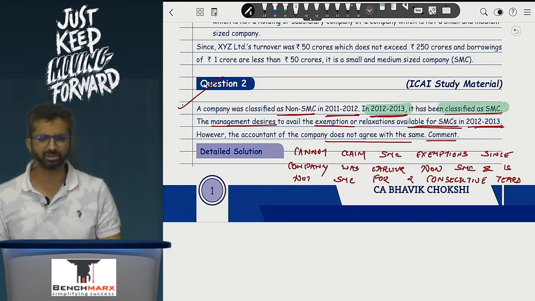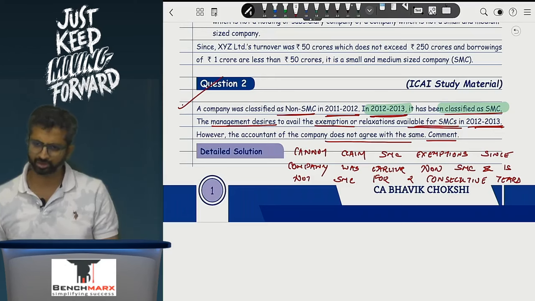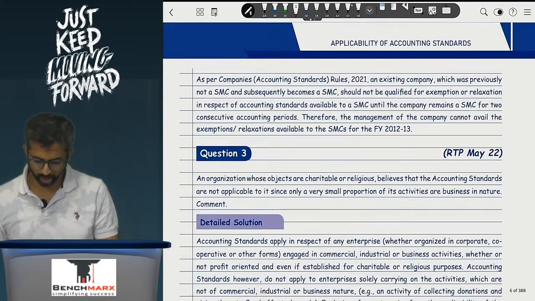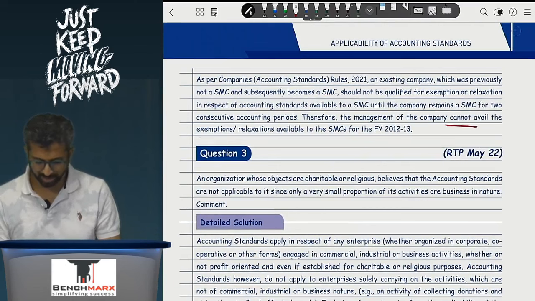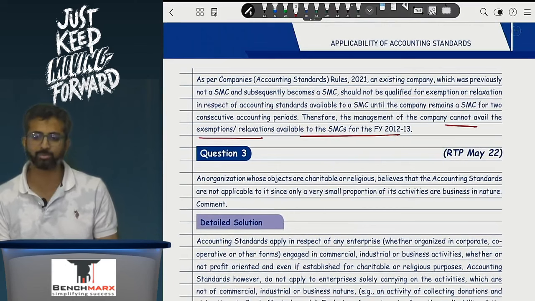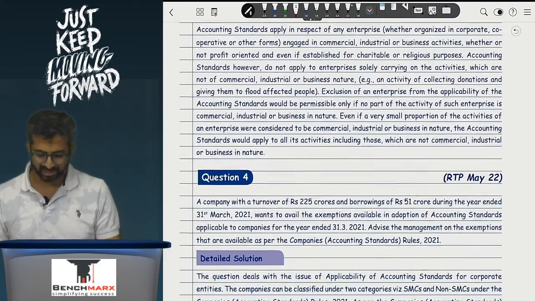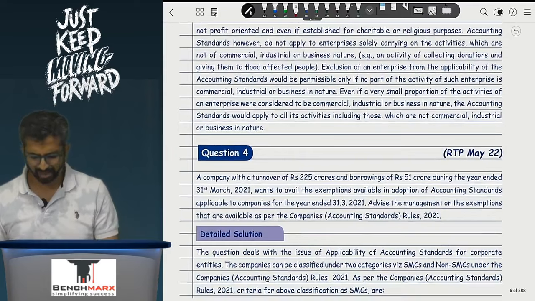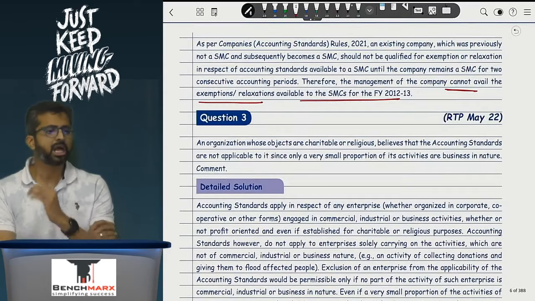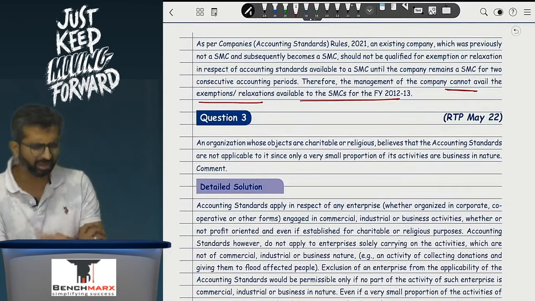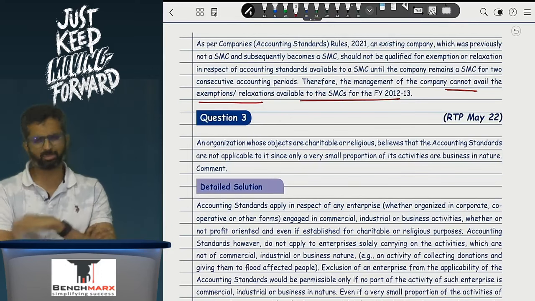Are we clear with this? Yes? Okay, so this is question number 2. So, over here, we have clearly concluded cannot avail the exemptions or relaxations available to SMC for the year 12-30. Okay, now question 3 and 5 are more theory questions. Remember accounting standards, we have not discussed this per se explicitly, but it can come.